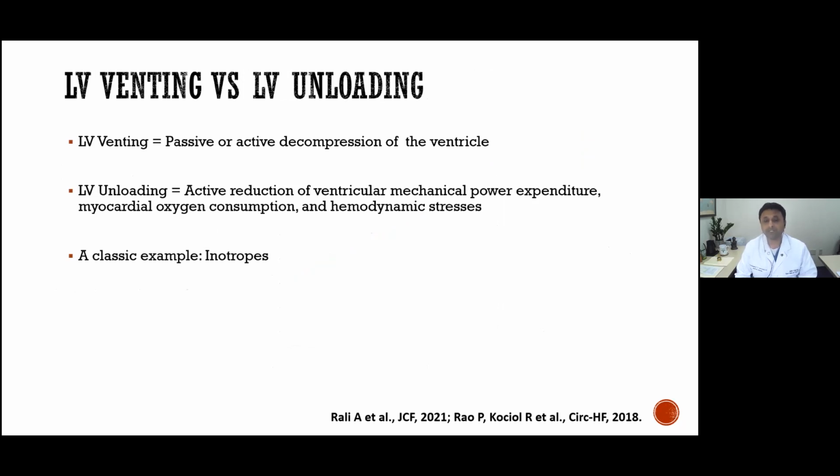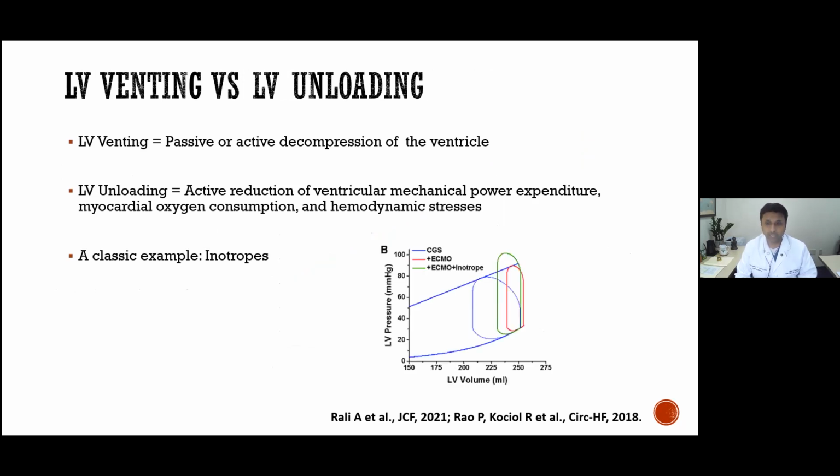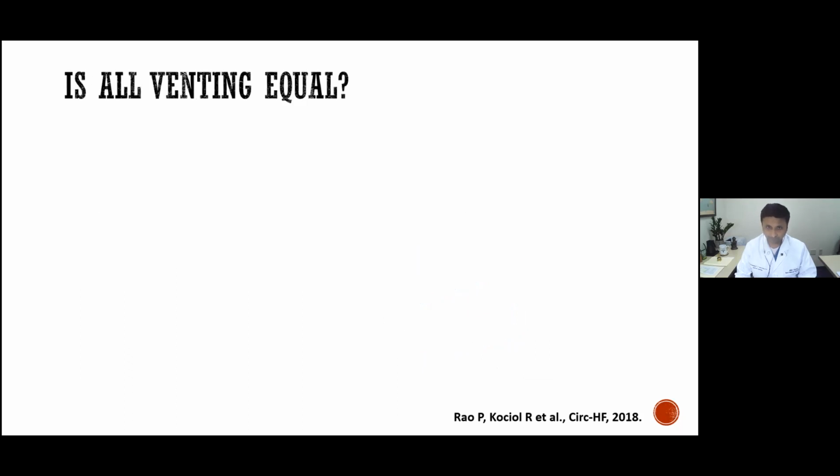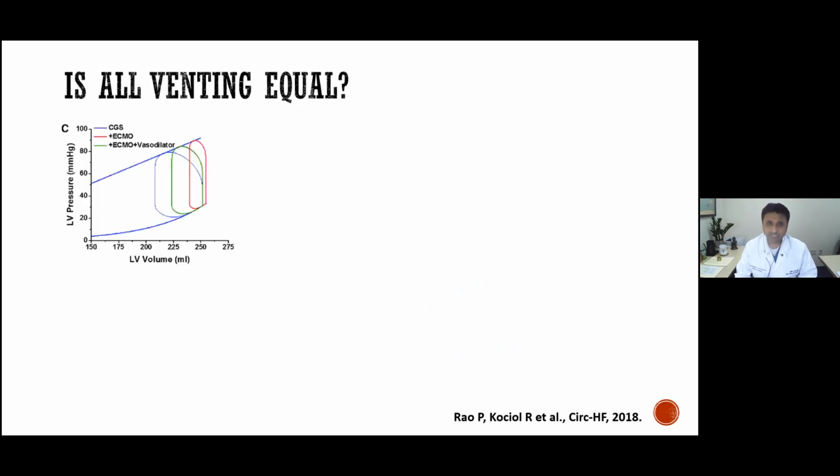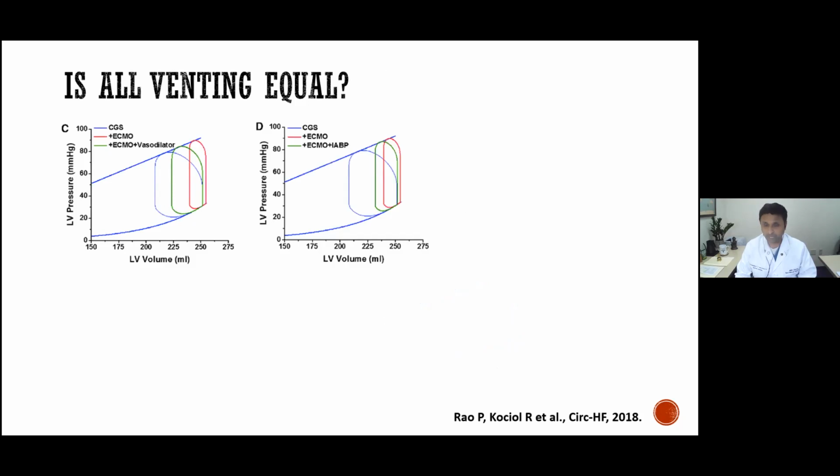And the perfect example to demonstrate that is that of inotropes. As you see in this hemodynamic modeling, inotropes, while they may help, quote unquote, empty the LV more effectively, also contribute to increased contractility and hence increase the myocardial oxygen consumption of the ailing ventricle. In contrast to inotropes, vasodilators may actually have beneficial effects in reducing the LV afterload in patients that are on ECMO.